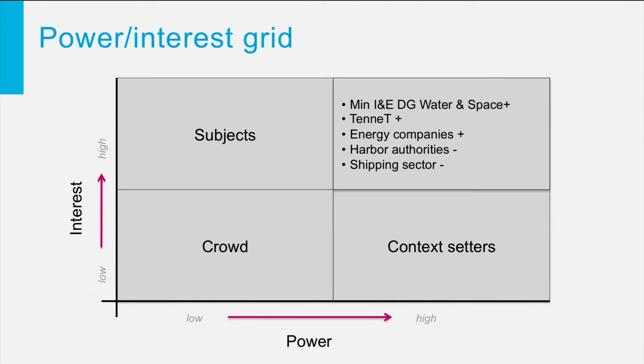When we would fill out this power interest grid for our wind at sea case, we will see the Ministry of I&M and Water and Space and TenneT and the energy companies appear in the players list with a plus sign behind their names to indicate that they are the allies, while the harbour authorities and the shipping sector are in the same quadrant with a minus sign, indicating they are the opponents. In this way, we can fill this schedule. Banks and private equity show up as context setters.